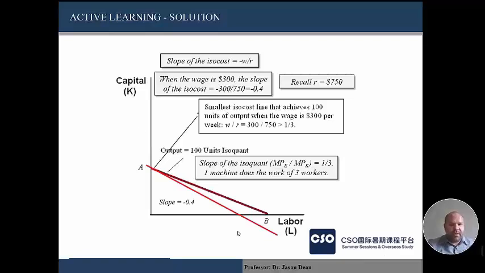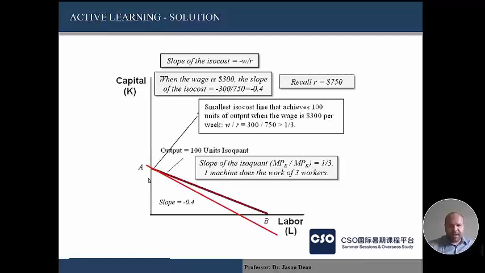So if the slope, in absolute value, of the isocost line is greater than 1/3, we're always going to just use capital, and that makes sense. As we said earlier, if it costs more to hire 3 units of labor than it does for a unit of capital, why would you use the labor? So clearly that's what's going on here.